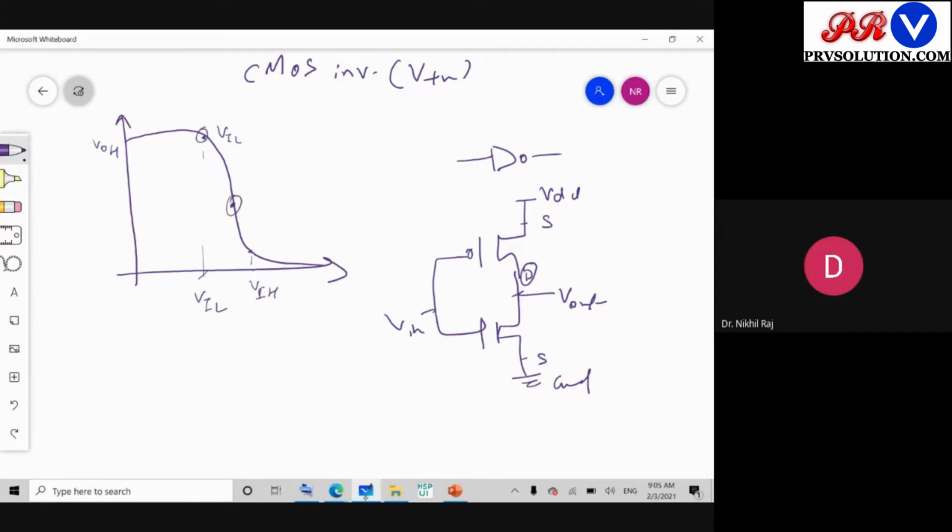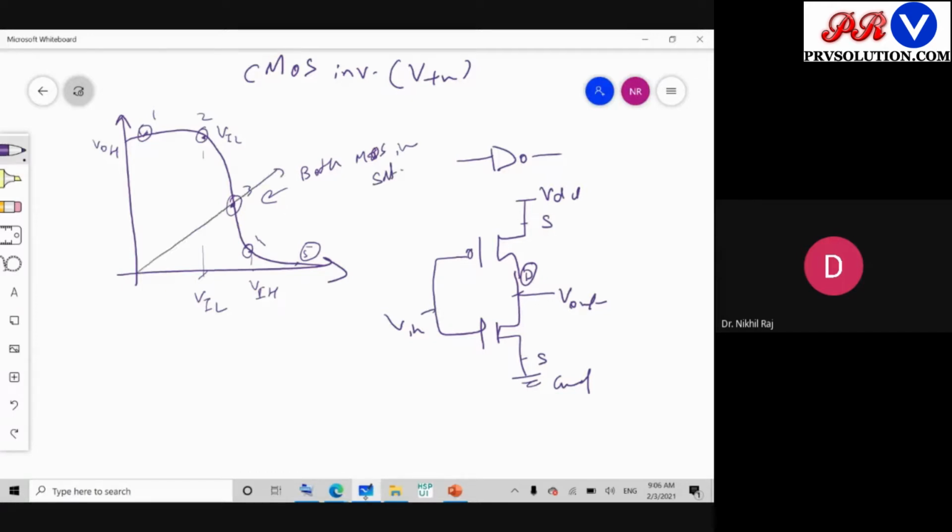This is the region, another region, third. So first, second, third, fourth, and fifth. So in this region, both the transistors were in saturation.